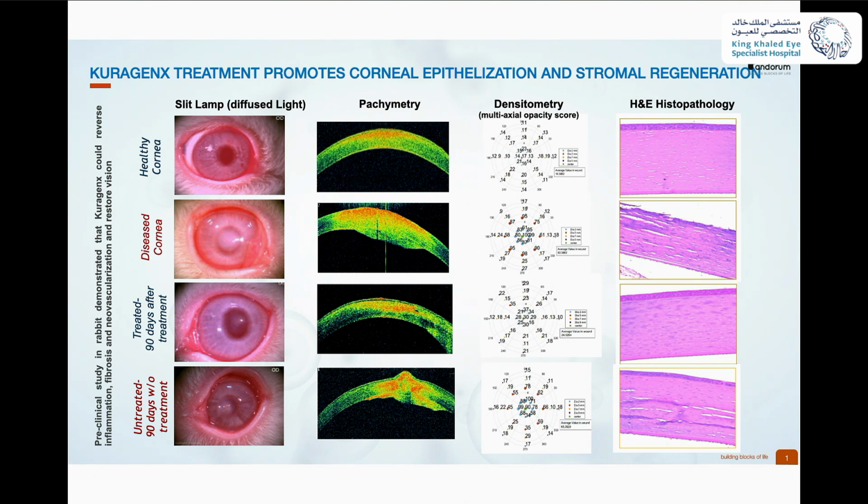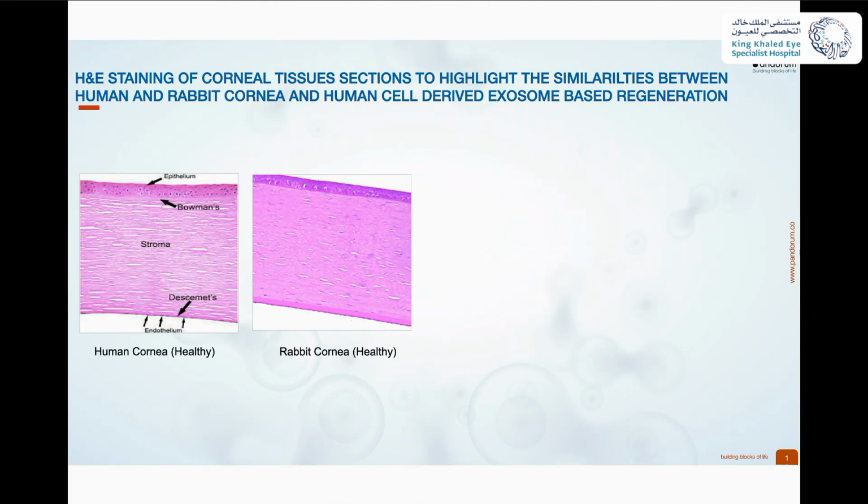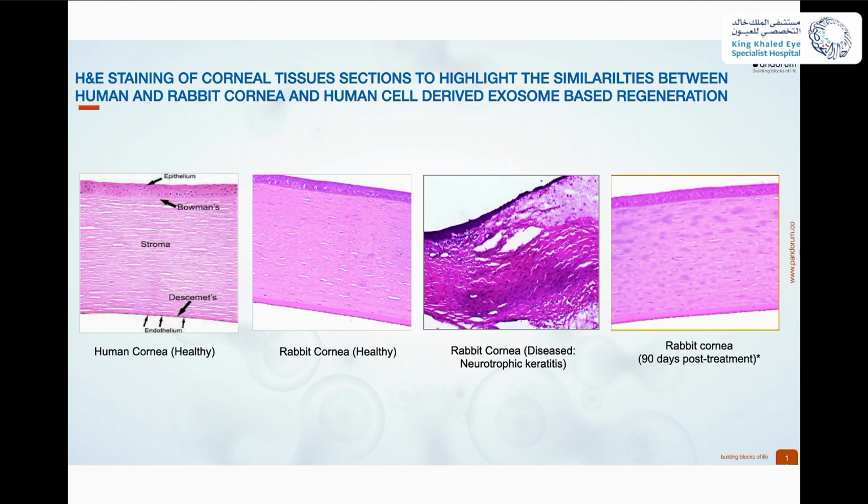And this is a composite picture of this Curagenics. Curagenics is with the exosomes. So you can see the densitometry, pachymetry, the clinical images, and histopathology. And these are the histopathological pictures. If you look at the human cornea, the rabbit cornea normal, the first two pictures, and the third picture is the neurotrophic keratitis without any treatment. And the fourth picture is 90 days post treatment, Curagenics treatment. So you are able to achieve the histology which is near normal.